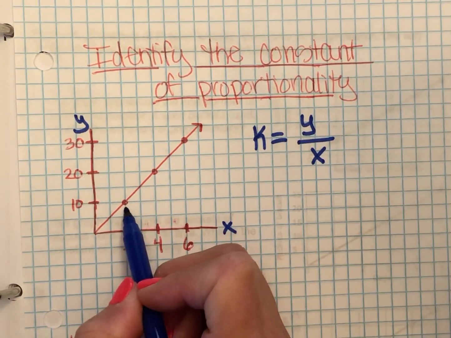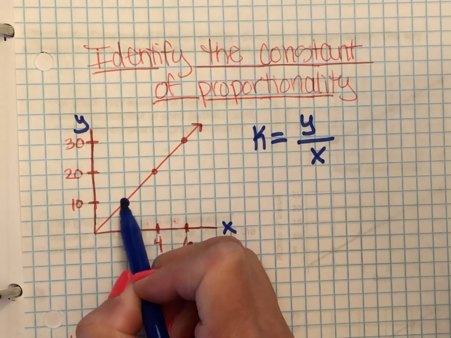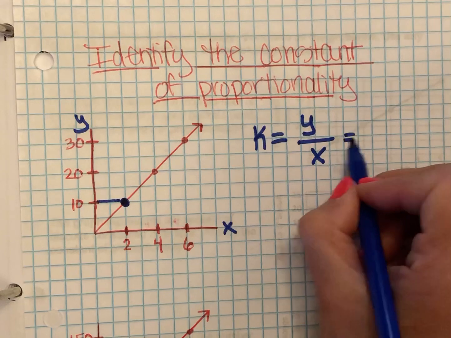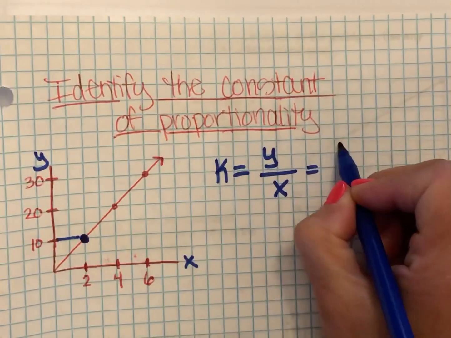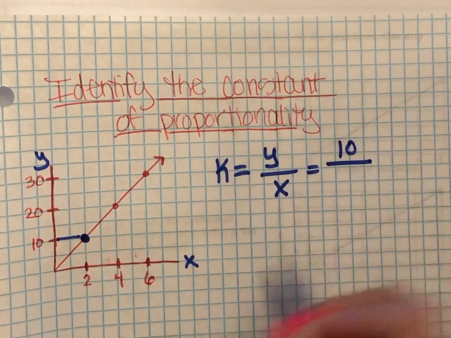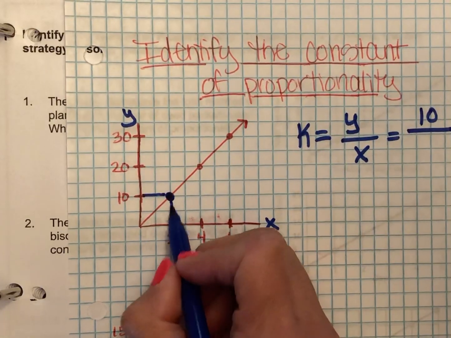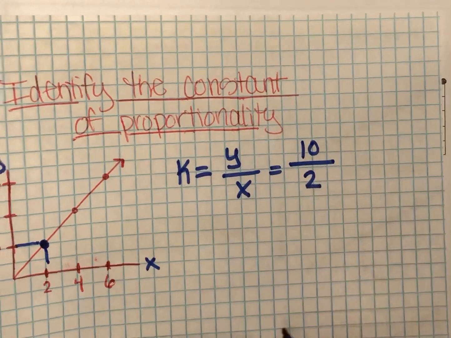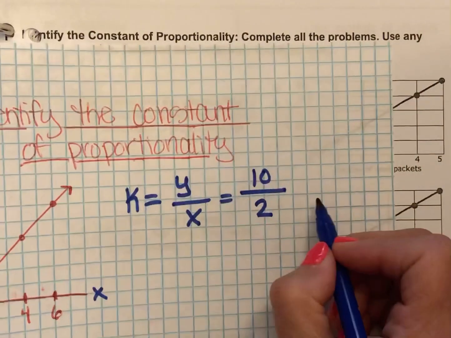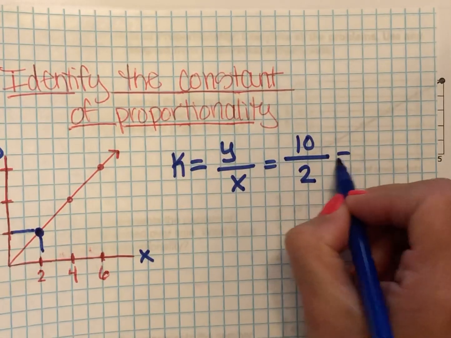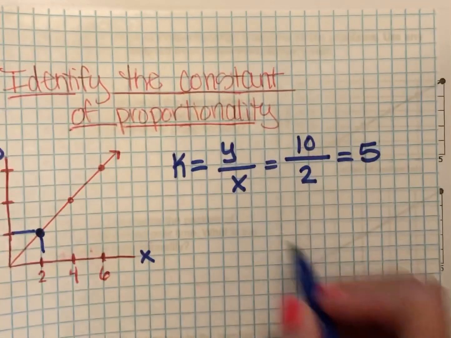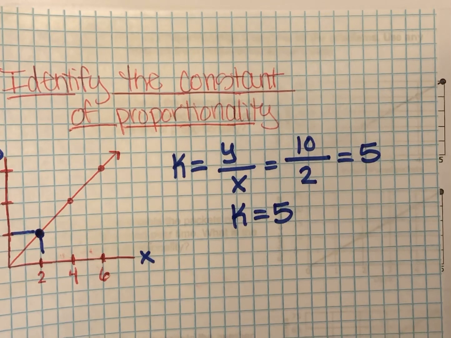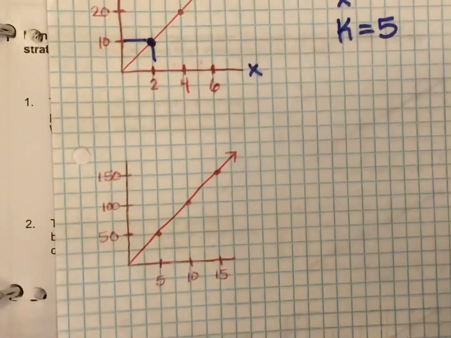So if I choose this one, okay, I'll make that dot a little bit larger. Here's my Y value, okay? So my Y value would be 10, okay? And I'm going to divide by my X value. What's my X value? 2. So look, 10 divided by 2 equals 5. That's it. So for this graph, your K equals 5. That's all you guys are doing, okay?